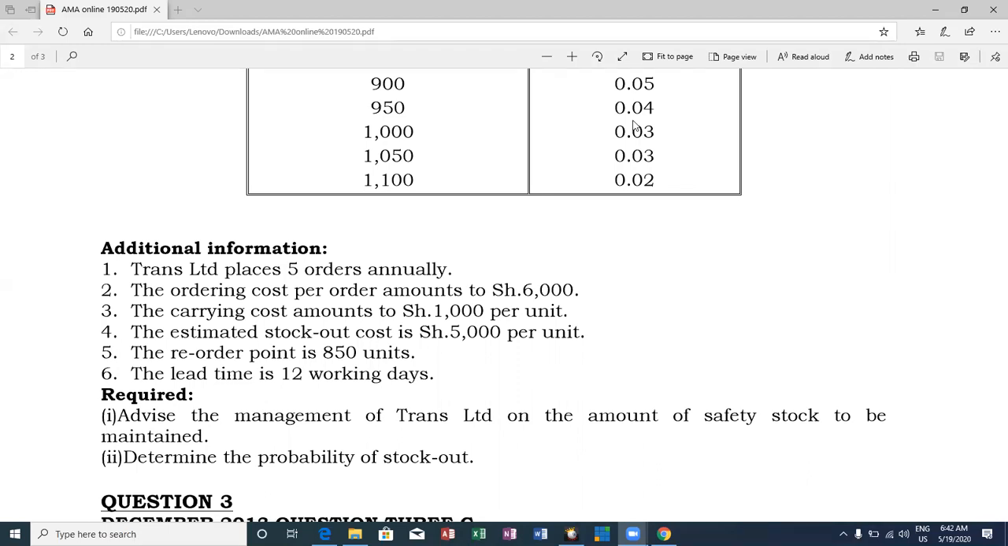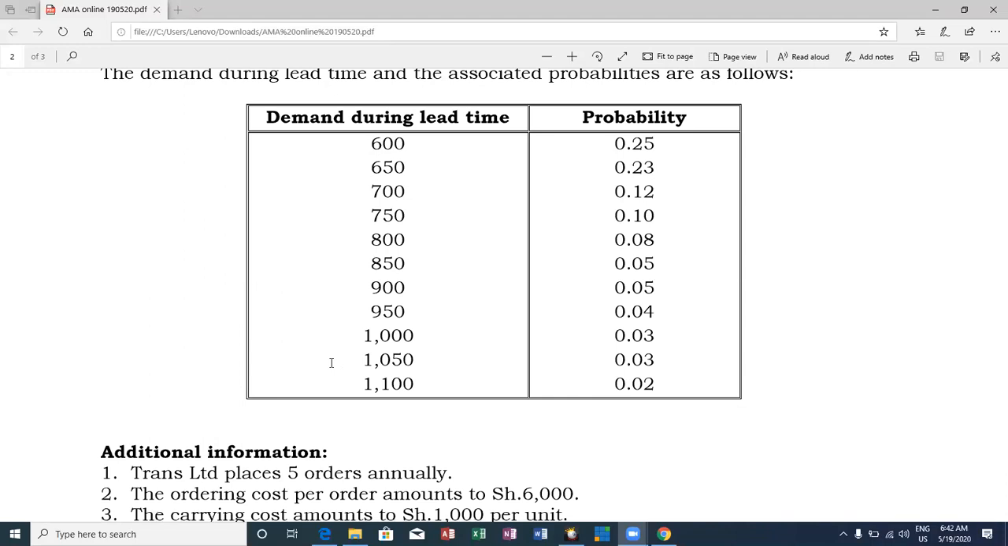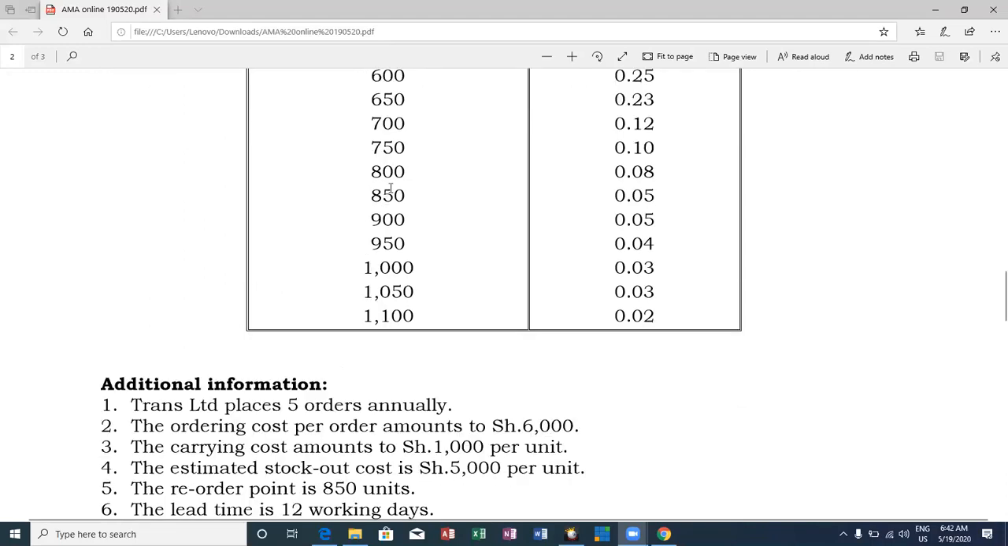So we have 850. The next one after 850 is 900. I don't know whether you're able to see these figures on the phone. I'm writing here. On the phone, are you able to see these figures? Or they're off the camera? On the camera, thank you very much.